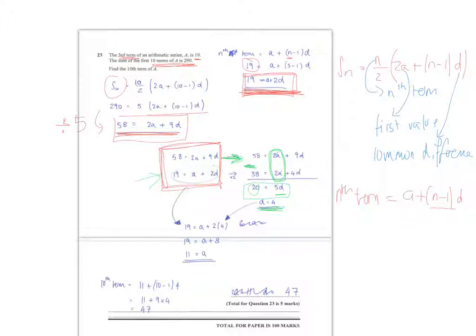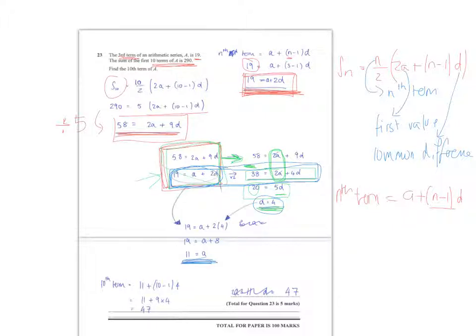I can now substitute the d value 4 into any of the equations, so either of these two here or this one here. In actual fact, these two equations are exactly the same as each other. One is just a factor of the other. So if I substitute, I've chosen to substitute into this equation here. 19 equals my a term plus 2 times my d term. My d term is 4, so 2 times 4 is 8, minus the 8, which gives me a equals 11.